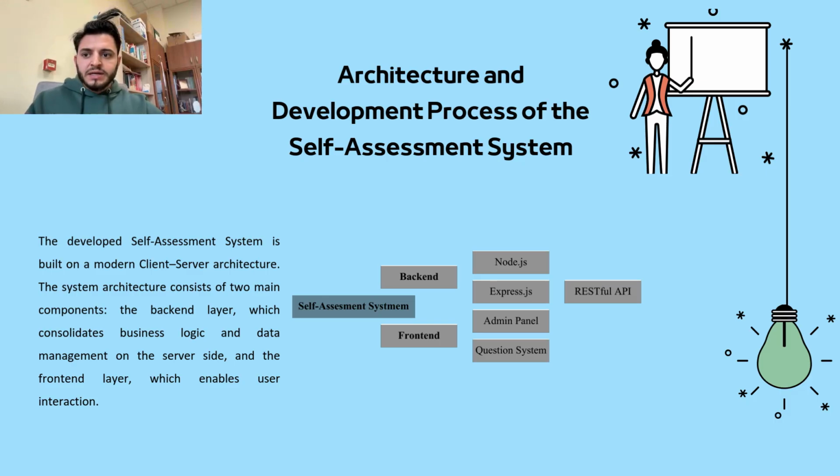And the next major part of the study is the architecture and development process of the self-assessment system. The system was developed with an educational portal consisting of 8 modules, as we said before. From a technical perspective, the self-assessment system is built on a modern client-server architecture. The system has 2 main layers: the backend layer, which handles business logic, data management, authorization, and API services, and the front-end layer, which is responsible for user interaction and interface presentation.